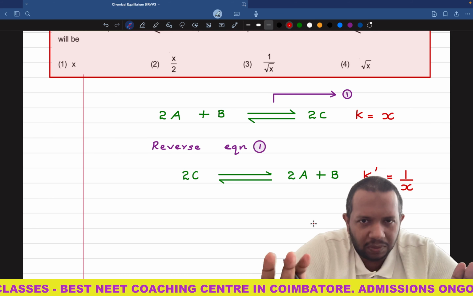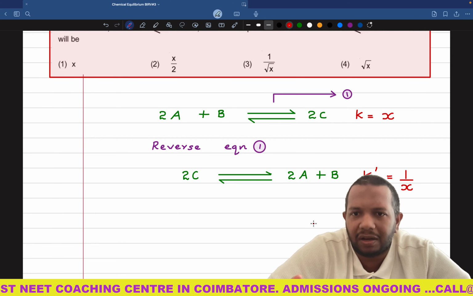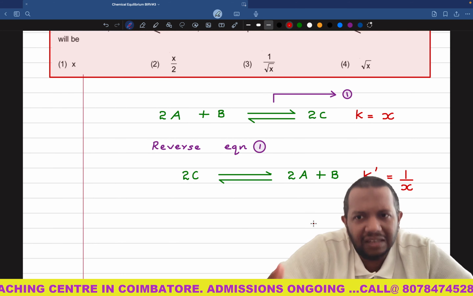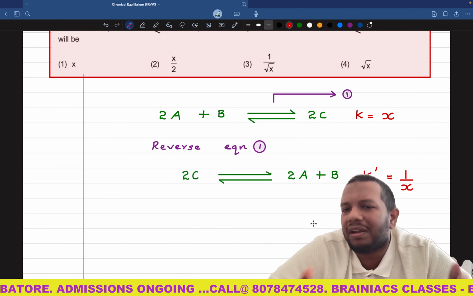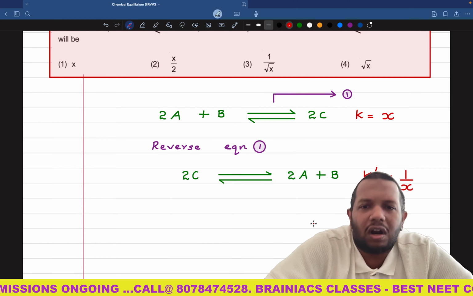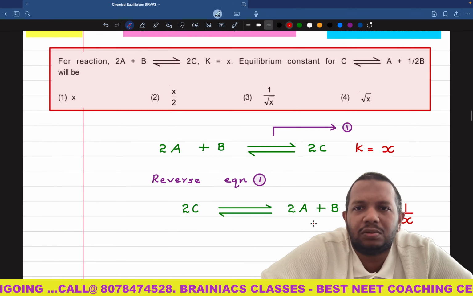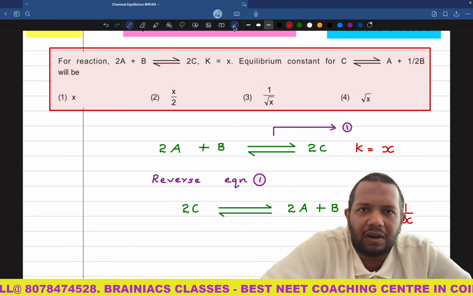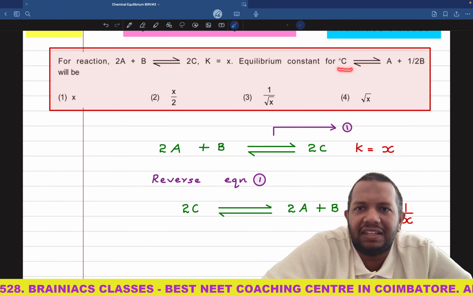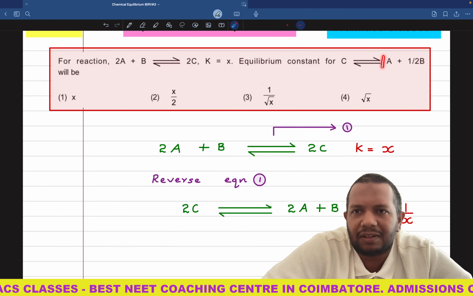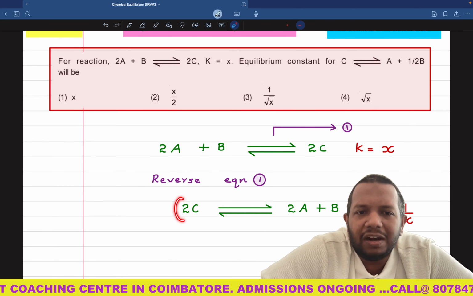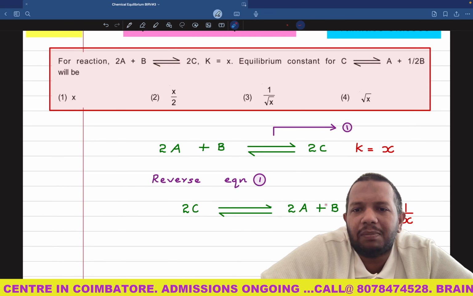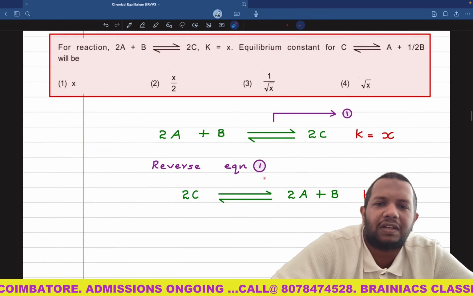I hope it is very clear. This is a rule you need to remember, or you can write the equilibrium constant expression and see it. But you should remember this, that's how you can save time. Now what else do you need to do? Convert this to the required reaction. In the required reaction, C has the coefficient 1, A has the coefficient 1 and B has the coefficient half. So you need to divide by 2 so that this will become our expected reaction.